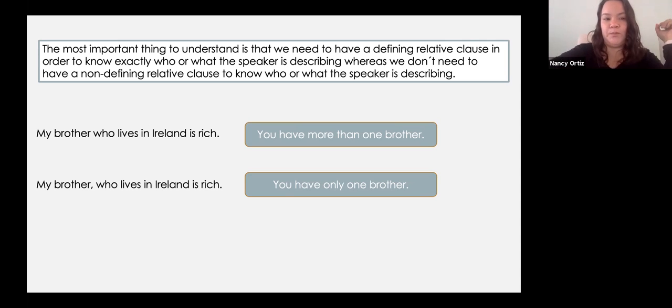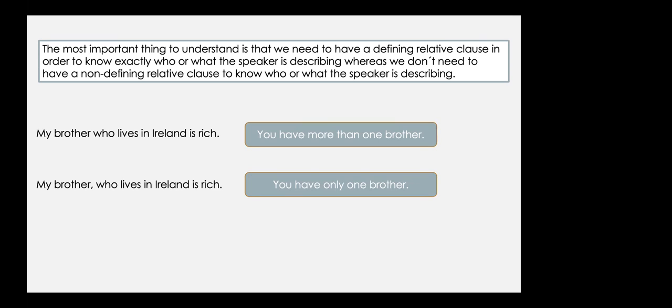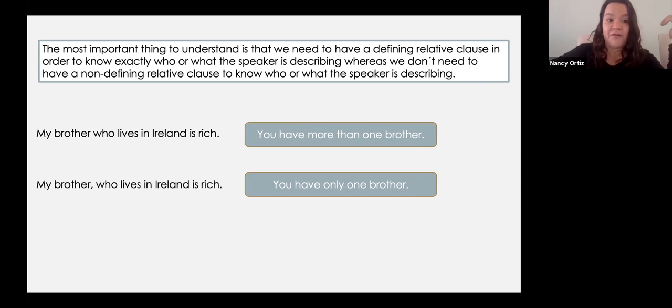Vera, number two? Yes, my brother, who lives in Ireland, is rich. You have only one brother. Exactly. Do you see the differences? Yes? Perfect. Okay, perfect. Questions?